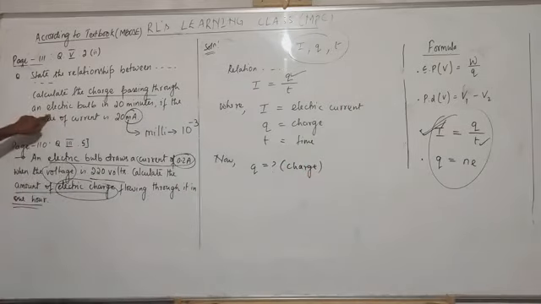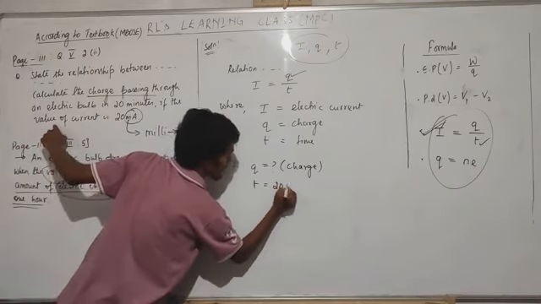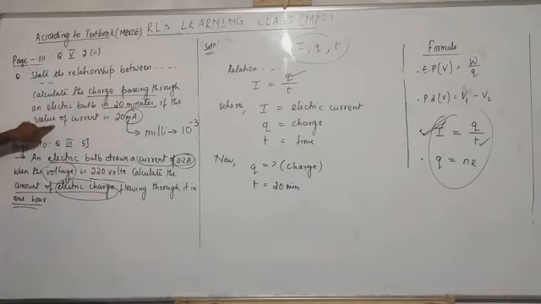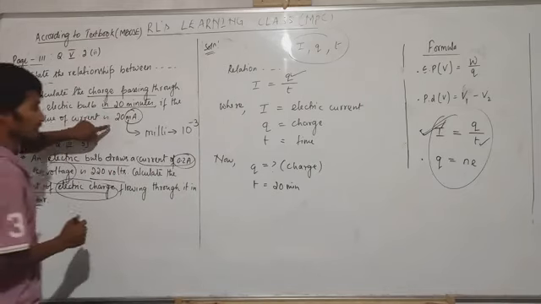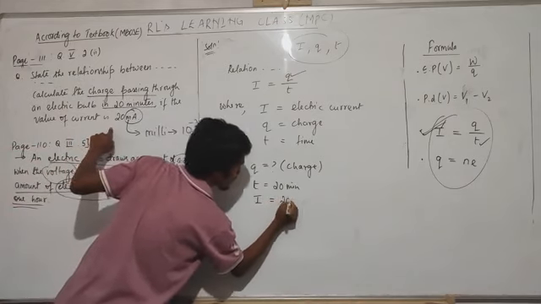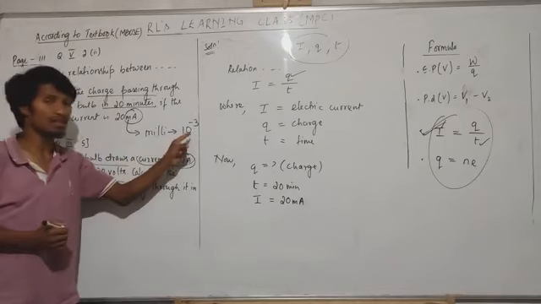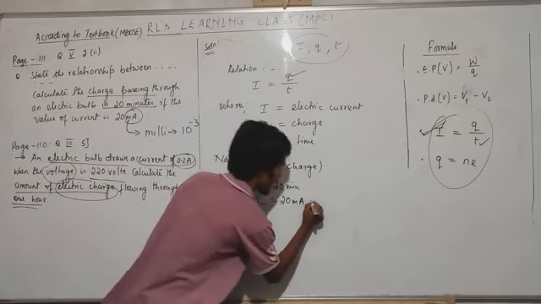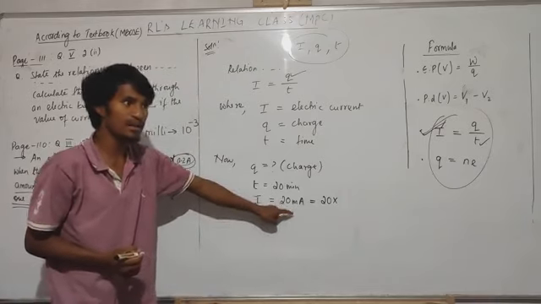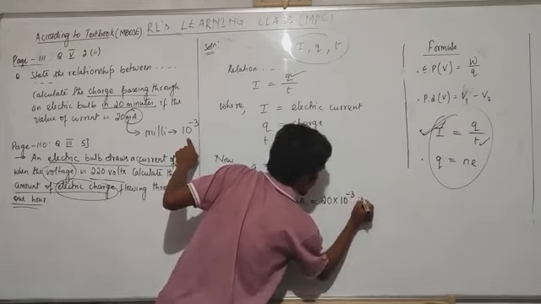And then passing through an electric bulb in 20 minutes, so time is 20 minutes. If the value of current I is 20 milliampere, I told you that milli is 10 to the power minus 3. So in place of milli, I write 20 into 10 to the power minus 3 ampere.